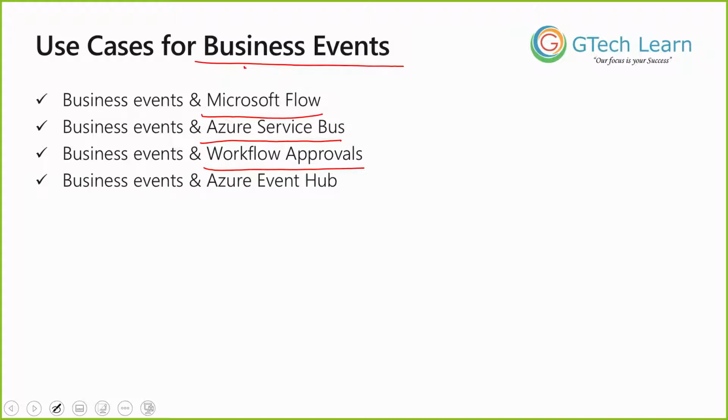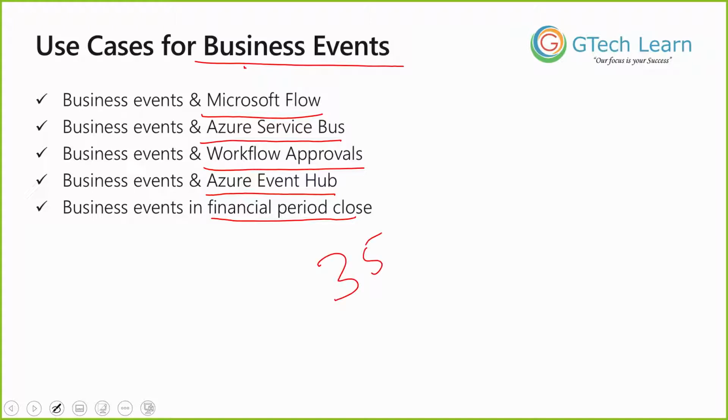We can have business events and Azure Event Hub down the line in there. We can have business events and how they are operating in the financial period close, helping close our checklists and all. On top of that, I've got more than 350 plus third-party services which I can start integrating with my finance and operations business events directly with the help of Power Platform out there. We will be discussing a few of them today in this tightly coupled scheduled webinar.